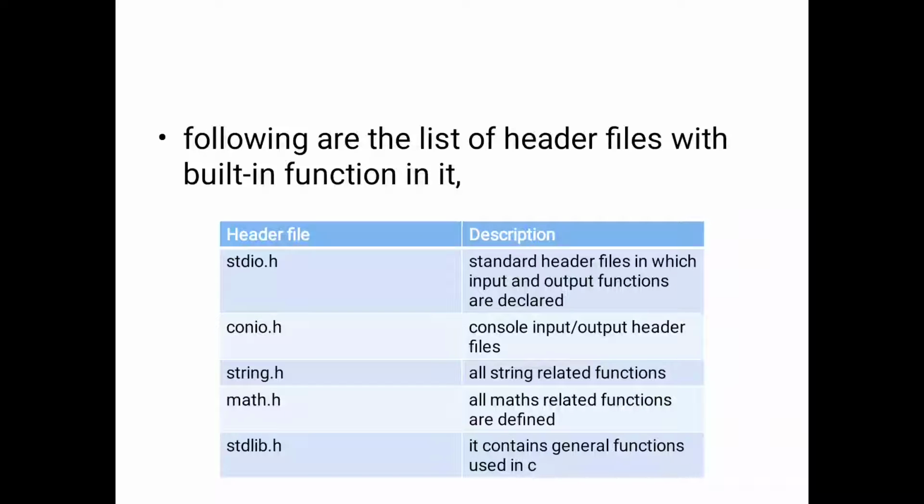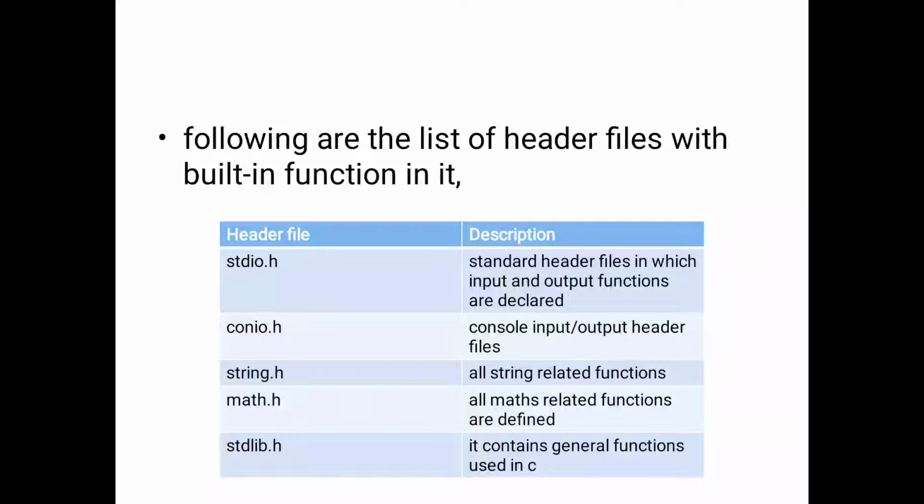So here are some examples of header files used with built-in functions. stdio.h is the standard header file in which input and output functions are declared. conio.h means console input output header file. string.h includes all string related functions. math.h means all math related functions are defined.